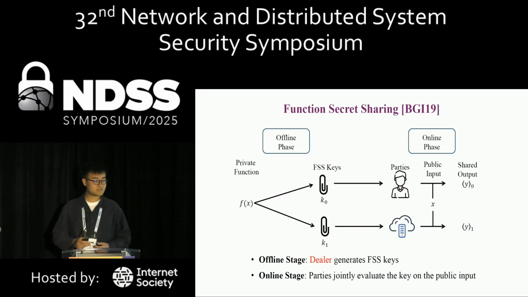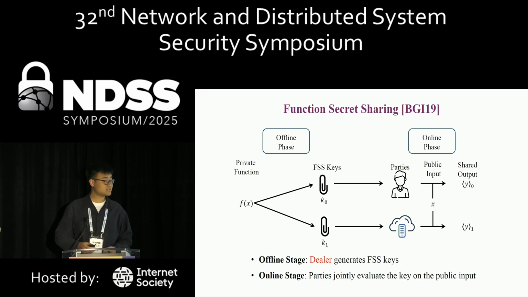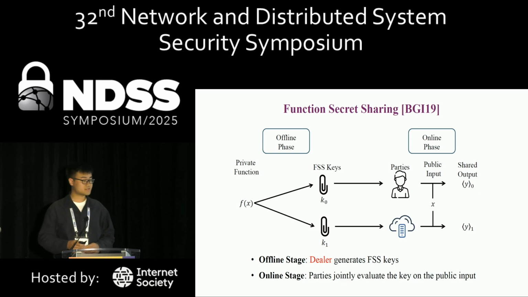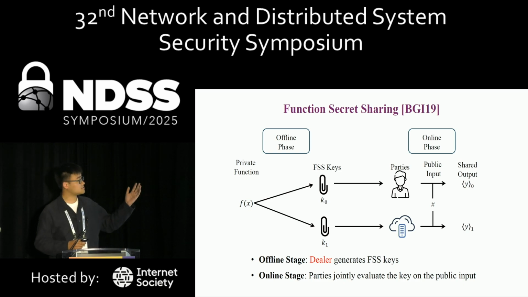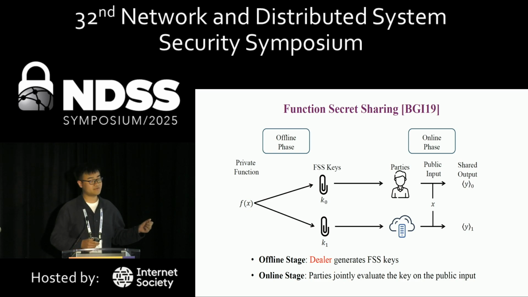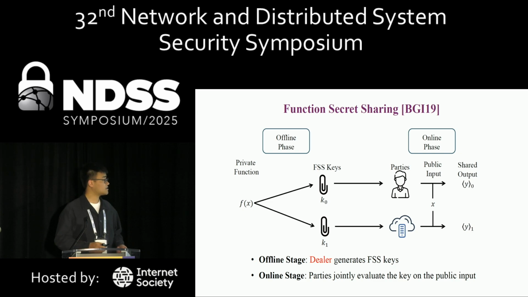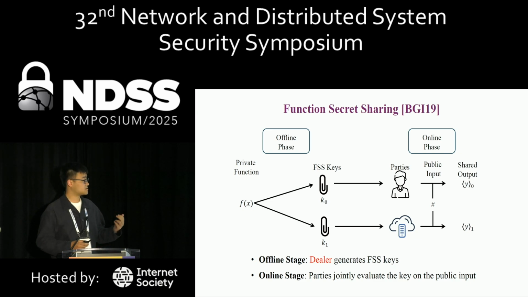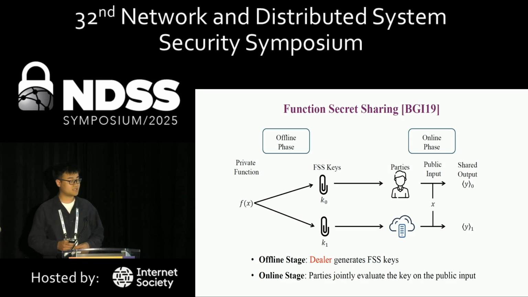In recent years, there is a new crypto primitive called function secret sharing. It is a powerful tool for constructing online-efficient MPC protocols because it divides the whole protocol into two phases. One is called the offline phase, and the other is called the online phase. During the offline phase, the typical function secret sharing scheme requires a dealer to generate the FSS keys, and then it distributes the keys to the parties and the client respectively.